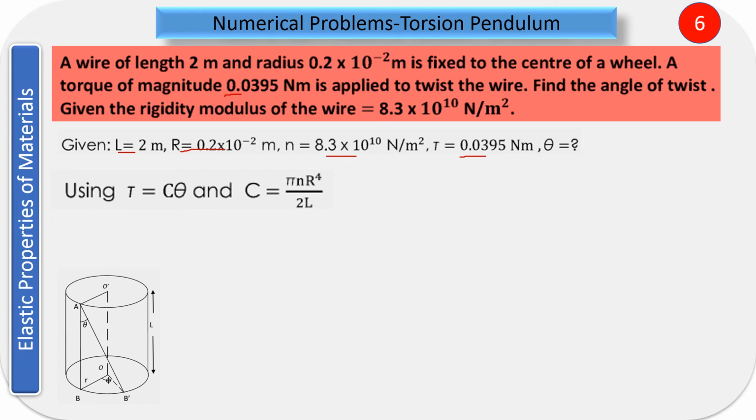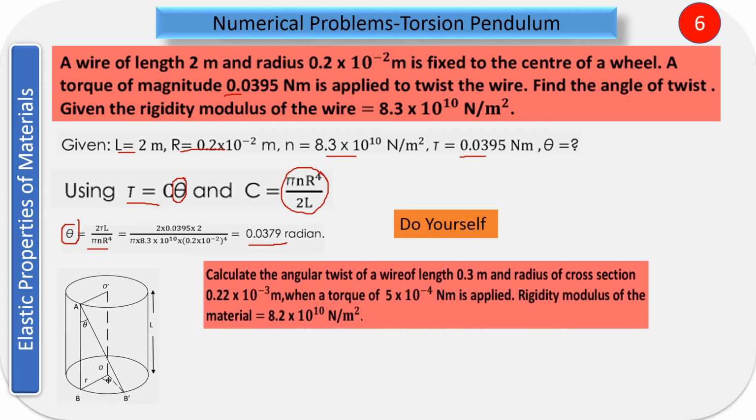So what we know: tau equal to c into theta, and c equal to pi eta r to power 4 upon 12. So rearrange this and find out what is the value of theta, right? So theta will be equal to tau upon c, and substitute the value of the c from here. This is the value of the c. So this is what exactly I have done here, right? Substituted all those values and you are going to get this value equal to 0.0379 radian. That is the angle by which your wire is getting twisted. All right.